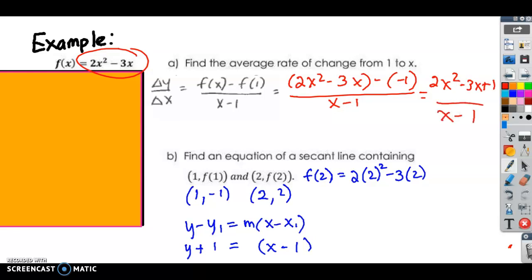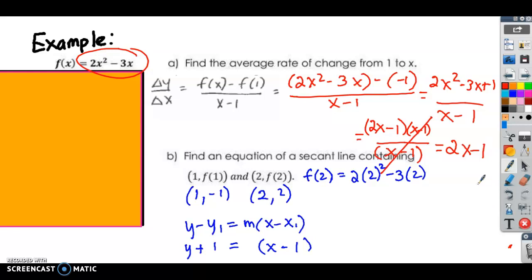Looks like we're going to have to factor, so that's going to be 2x minus 1, and then x minus 1. Doesn't matter which one goes first. Over x minus 1. Ooh, glad we factored, because boom, those cancel, and we've got 2x minus 1. That's the slope of the secant line, where the average rate of change is from 1 to x.